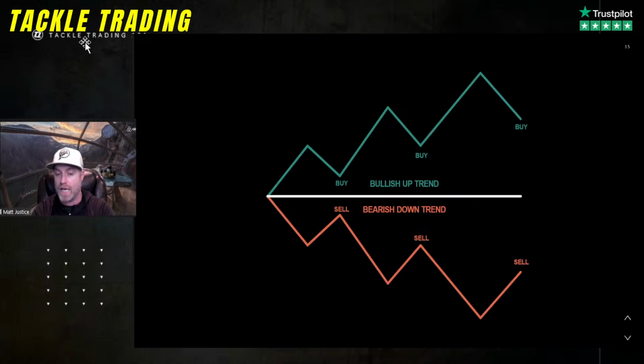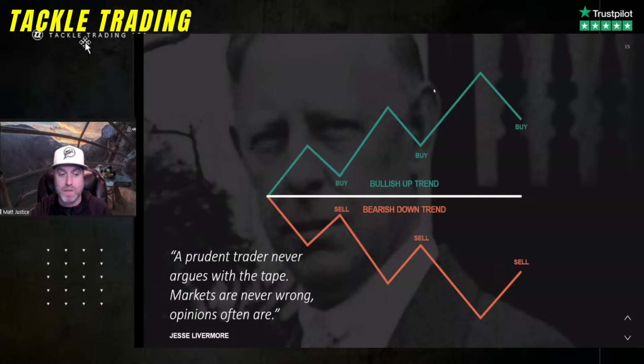I can't associate with this trend my personal opinion on what should happen in the US economy, what President Biden should do over XYZ situation. None of these are in my control. None of them are. I cannot associate my bias with the market's opinion. I have to follow the river. And the river in bullish tells us we want to buy, and the river in bearish tells us we want to sell, and we just rinse and repeat. Our main man, Jesse Livermore, said it best: a prudent trader never argues with the tape. It doesn't matter. Markets are bullish, we want to be bullish.